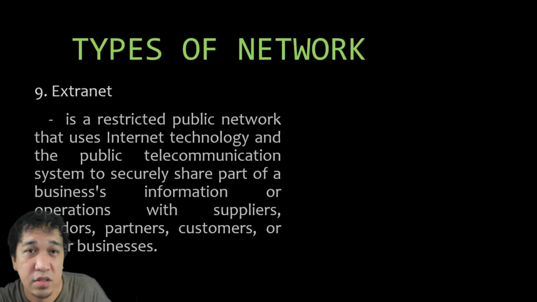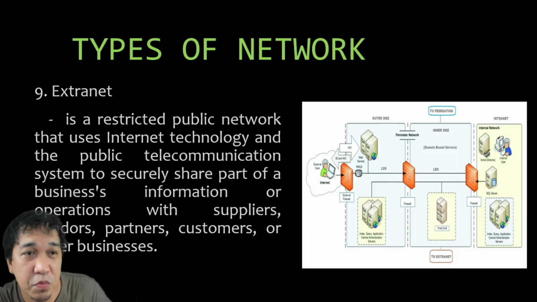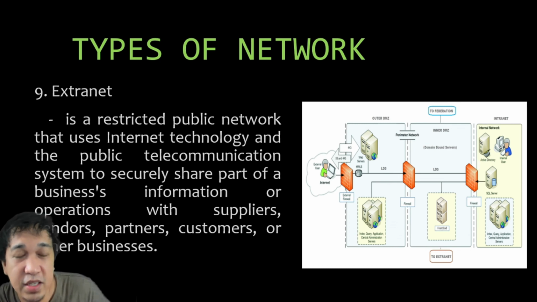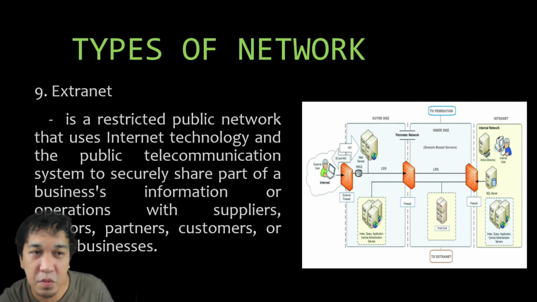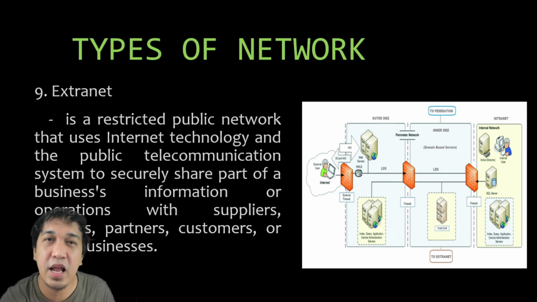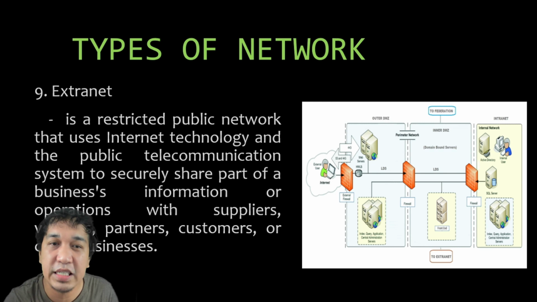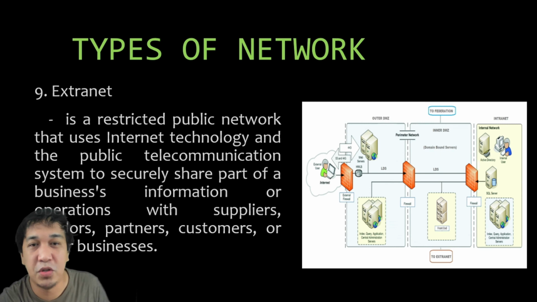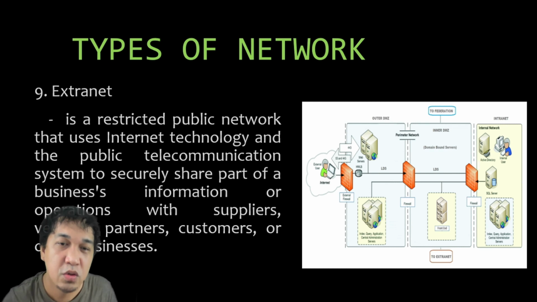Next, the extranet, the last type of computer network. It is a restricted public network that uses internet technology and the public telecommunication system to securely share part of a business's information or operations with suppliers, vendors, partners, customers, or other businesses. It is a controlled network that allows users from outside the company or organization to access some of the intranet files, data, and information as a way to do business with other companies as well as to sell products to customers.